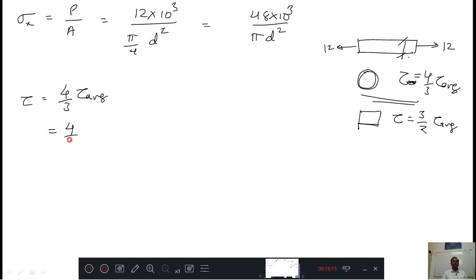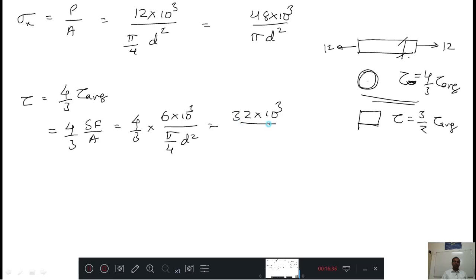4 by 3 tau average means shear force divided by area, that is 4 by 3, and shear force is 6 kilonewton, 6 into 10 raised to 3 Newton, divided by area pi by 4 d square. This works out to be 32 into 10 raised to 3 by pi d square. This is the tau value. You got sigma x value and you got tau value. Then we'll go to the first method, that is maximum principal stress theory.